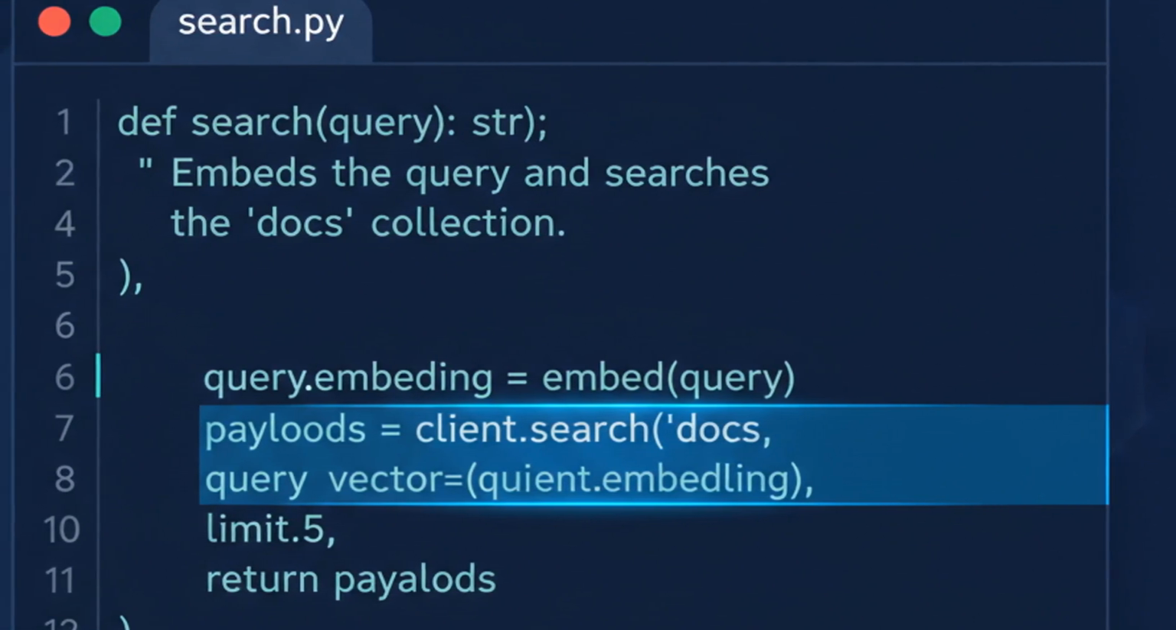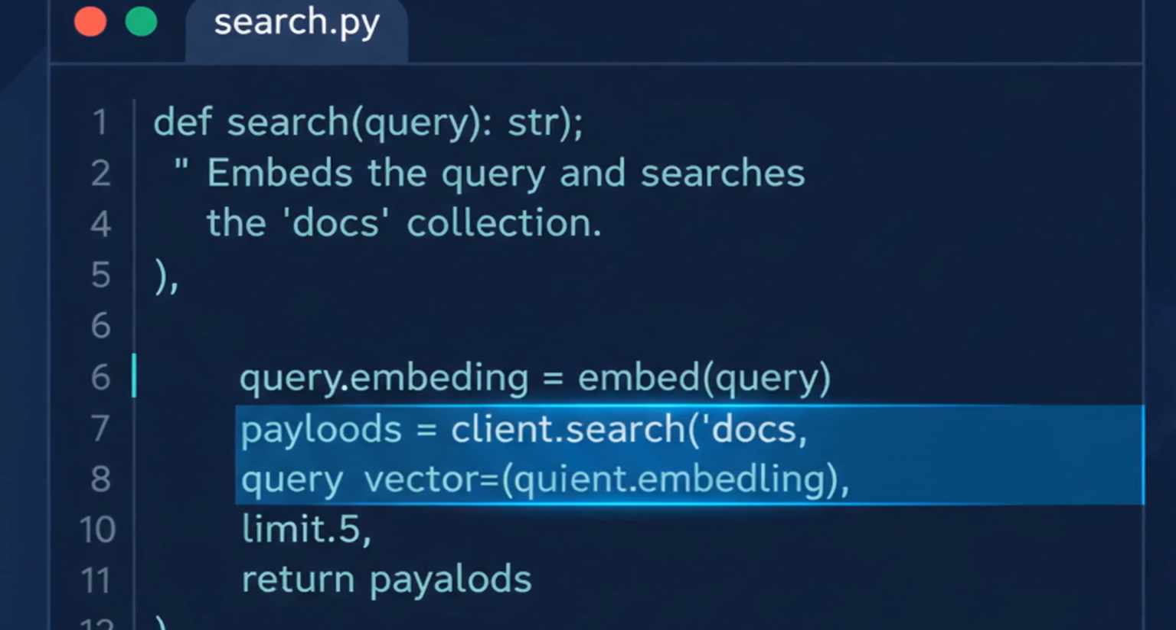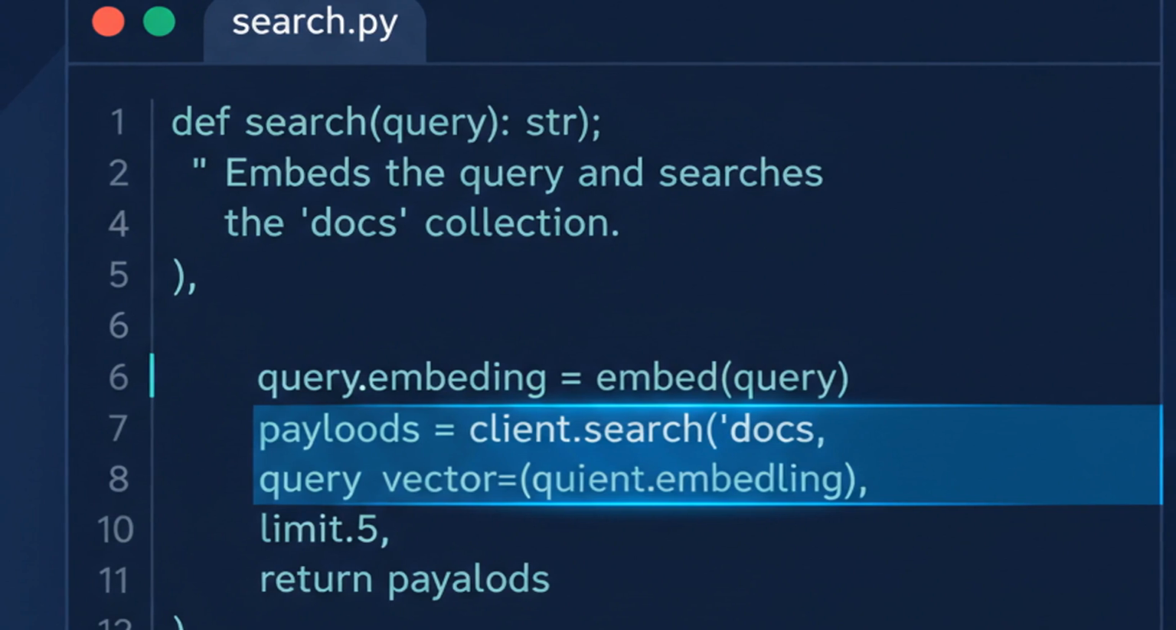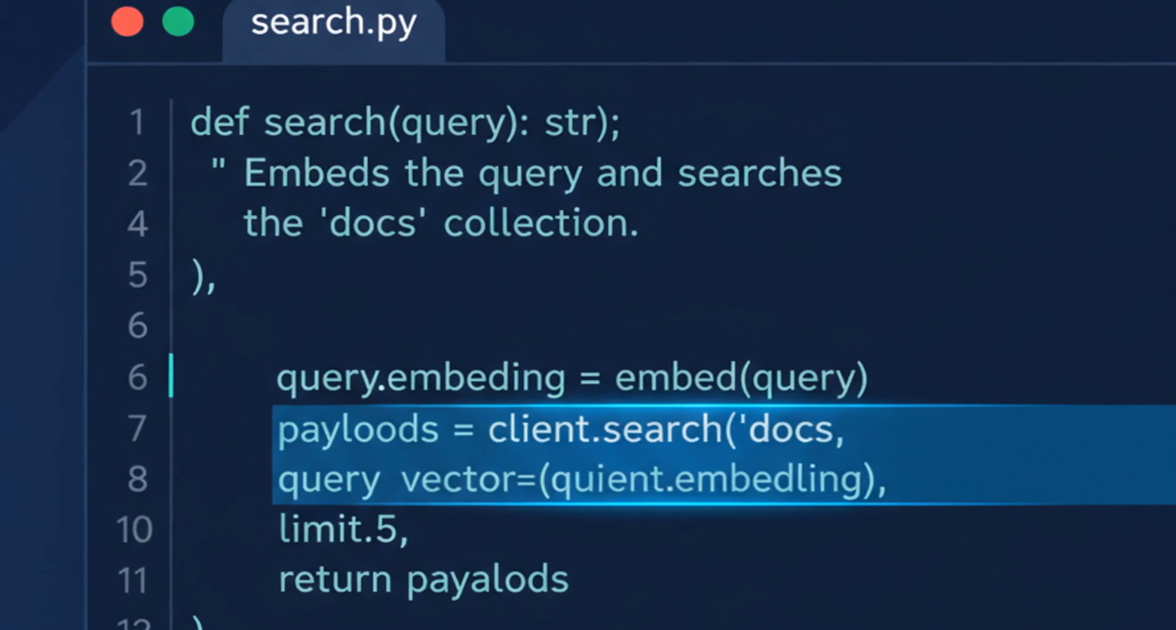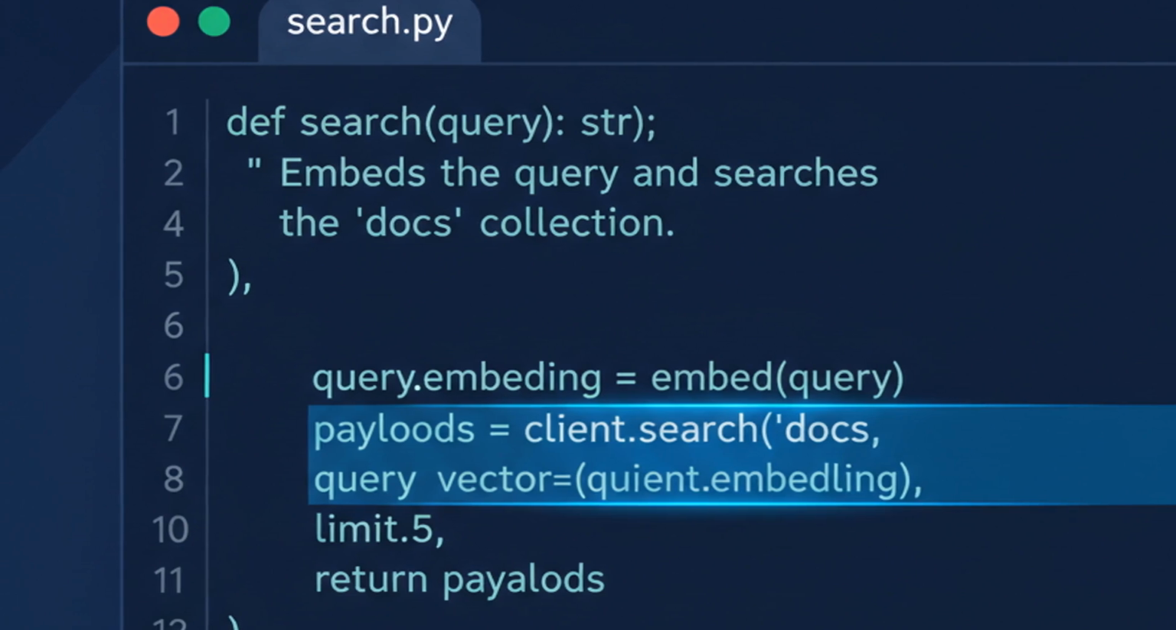Each result comes with a similarity score. Higher means closer in meaning. This is the heart of retrieval. Turning a question into a vector and finding its neighbors in milliseconds.